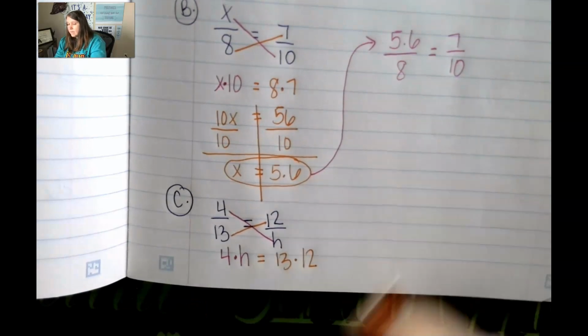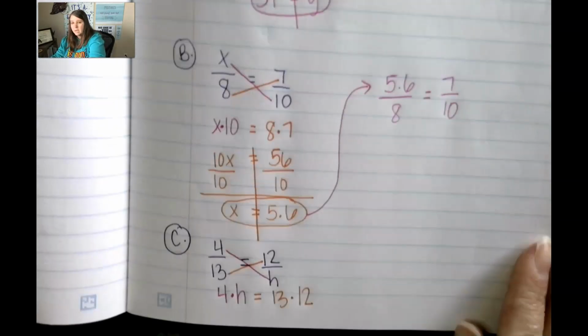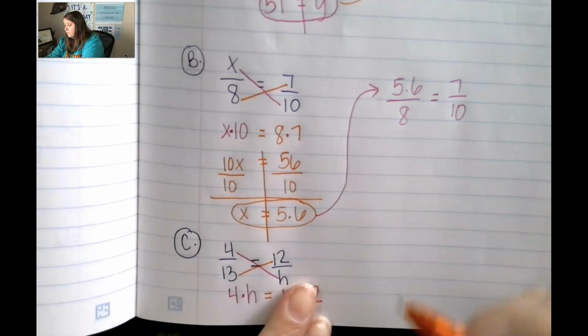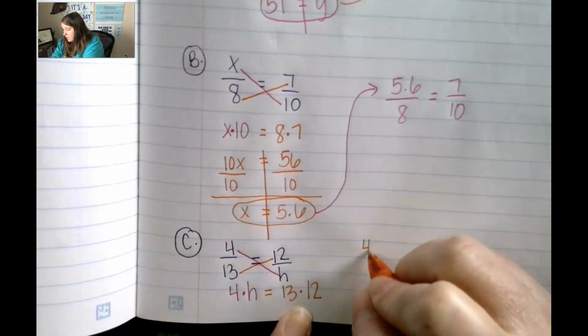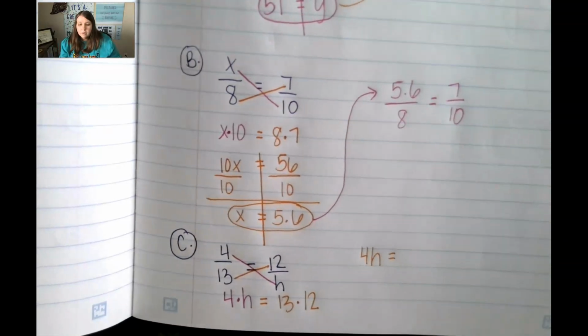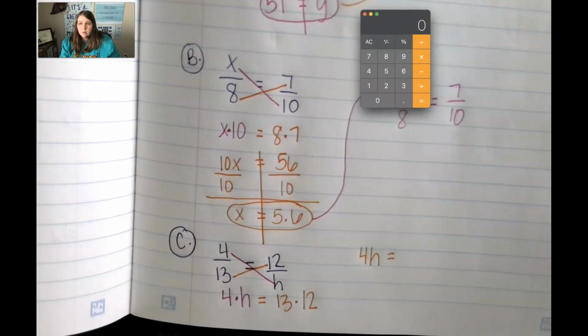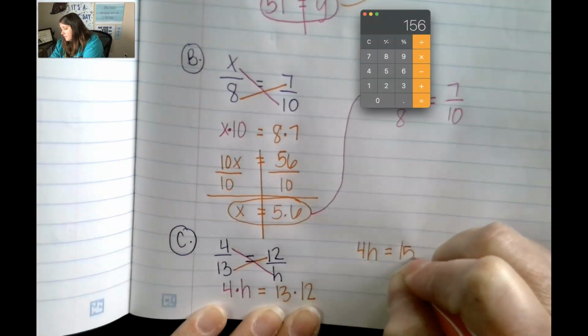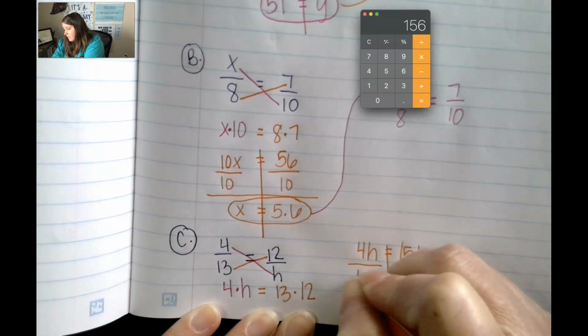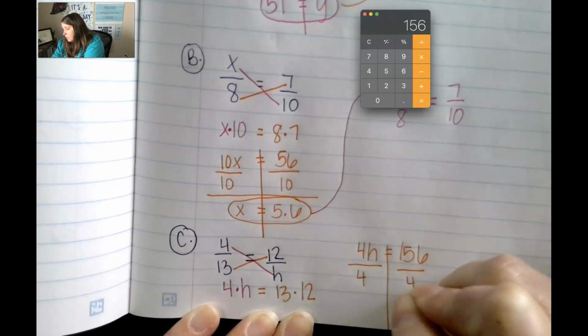All right, I'm going to rewrite it up here because I'm running out of space. So flip the page here. Okay, so we get 4h equals 13 times 12. Let's go ahead and pull this out. 13 times 12 equals 156. So now I'm ready to divide by 4 and divide by 4.